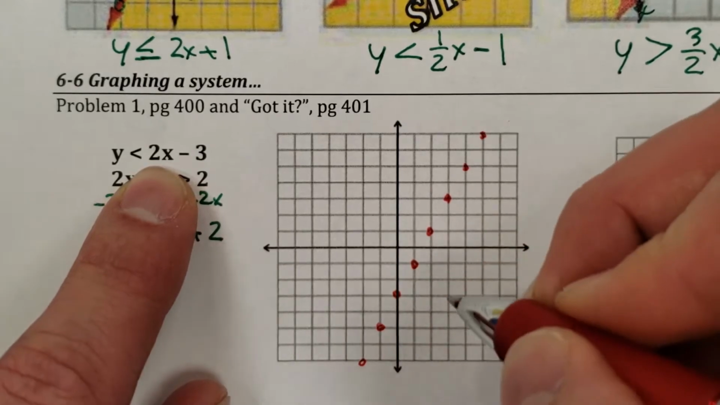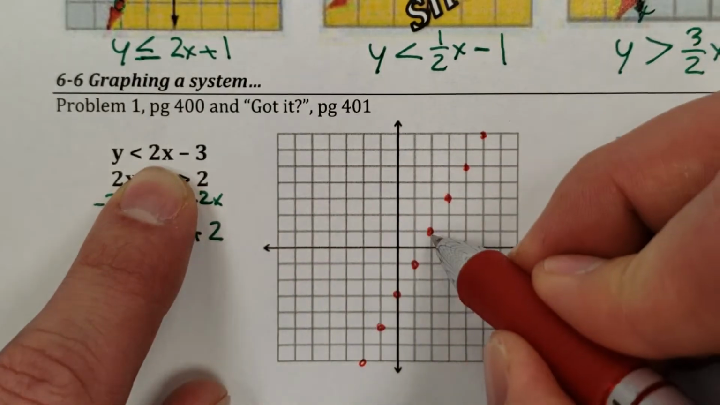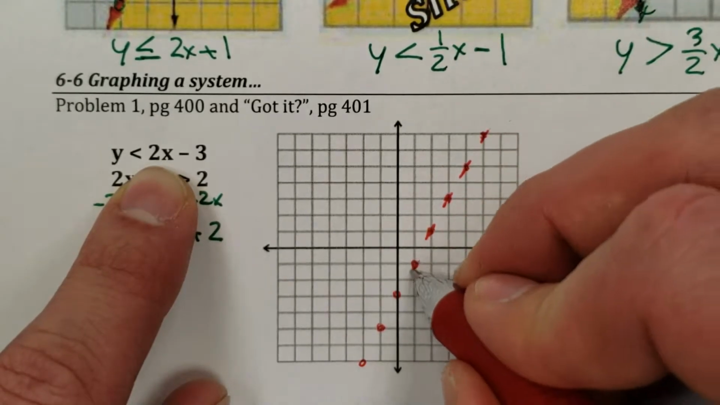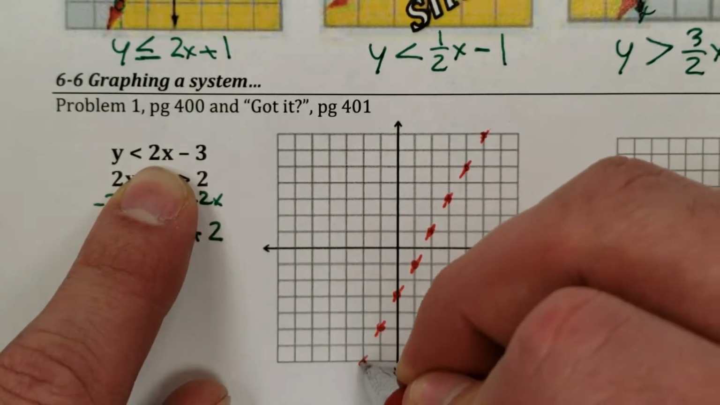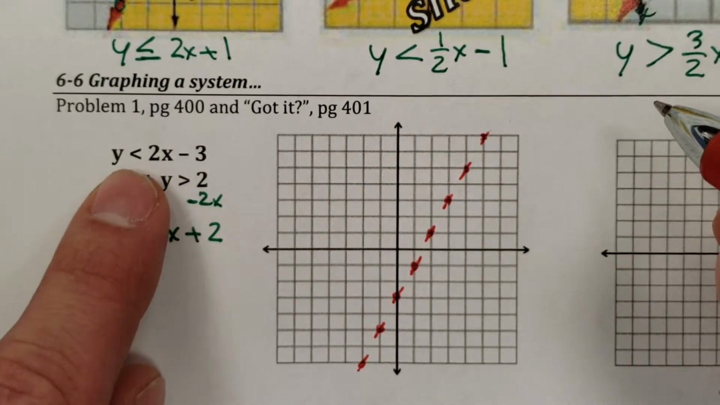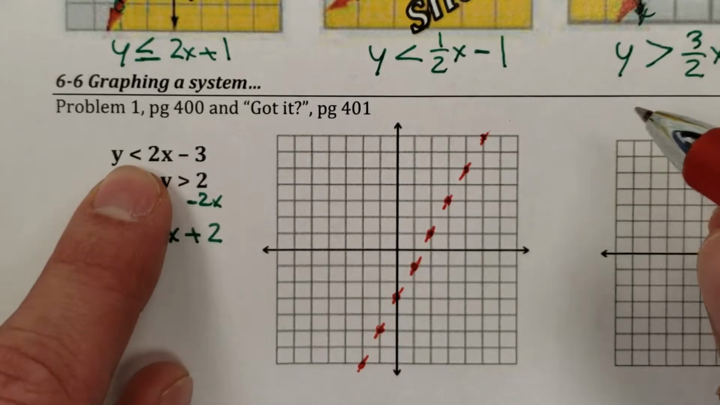This one's going to be a dashed line because of the symbol. Okay, so I'm going to make little dashes and my dots here. Again, make sure you're careful. Don't graph a solid line too soon when it should have been a dashed line to begin with. All right, so we got to graph the less than side. So y is less than.